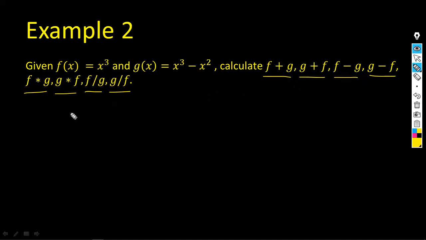I'm going to do it very quickly. So let's go first with f plus g of x. I'm going to do it directly now. f of x is equal to x to the cube plus g of x, which is all of this, right?